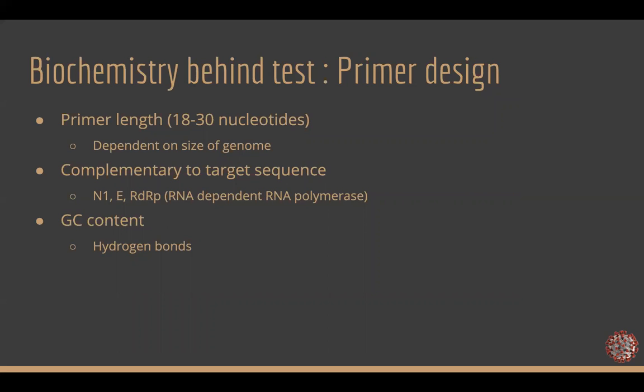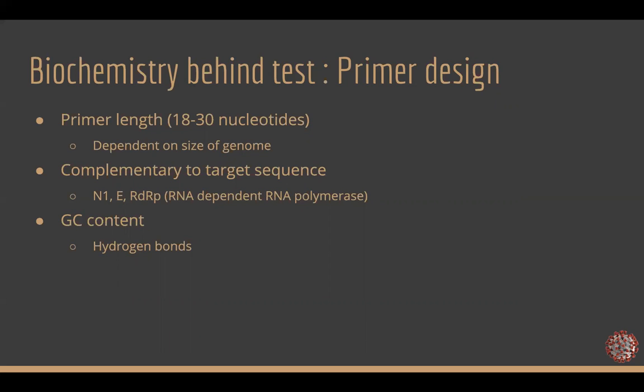This is all going to be dependent on the size of the genome. The larger the genome, the larger you want the primer to be so that it could specifically bind to the region of interest. If it's a smaller genome, you can get away with using a smaller length of primer in order to target that specific region. Again, we are going to be designing primers that are complementary to the target sequence of the N1 gene, the E gene, and the RdRp gene.